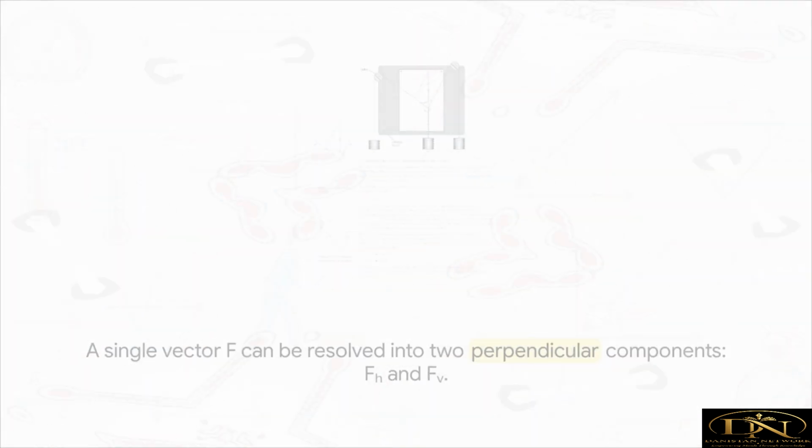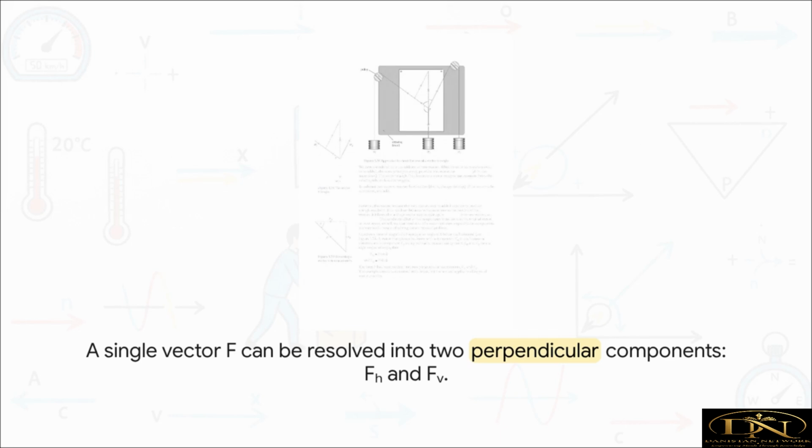The main idea is this. We can take any single vector, say a force acting at an angle, and we can think of it as being made up of 2 simpler vectors that are at right angles to each other. We call these its horizontal and its vertical components. And trust me, this is an incredibly powerful technique for simplifying all sorts of complex problems.